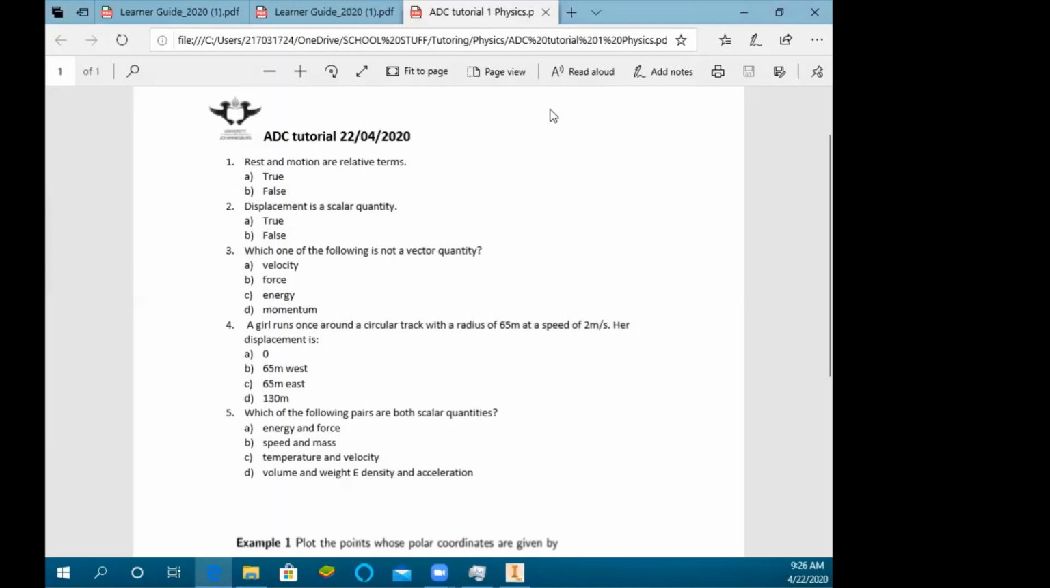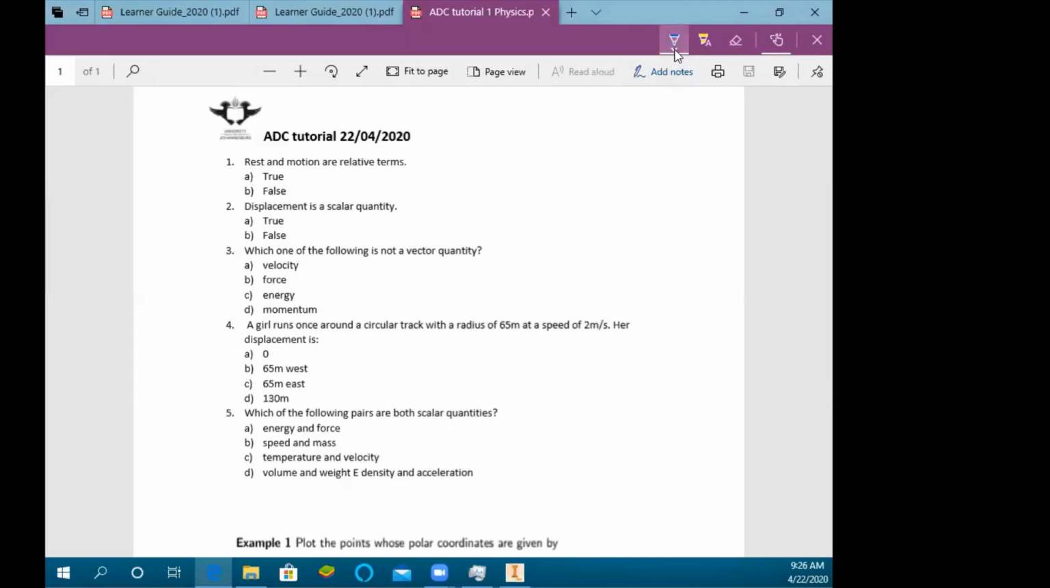We need to answer this quickly. In this case it's false, because displacement is a vector quantity with both magnitude and direction. Then, which one of the following is not a vector quantity: velocity, force, energy, momentum? Energy, right? Perfect. Velocity is a vector quantity, with both magnitude and direction.